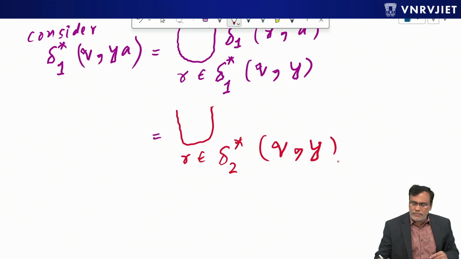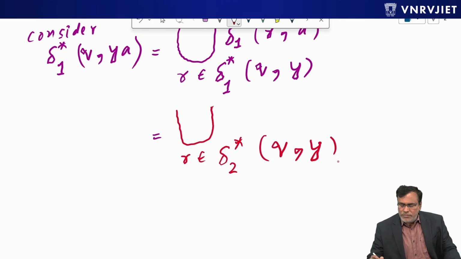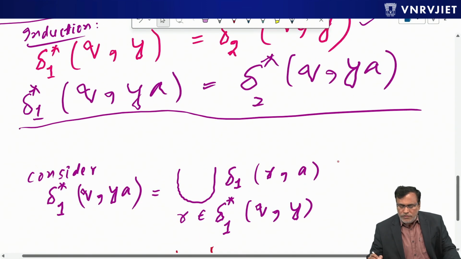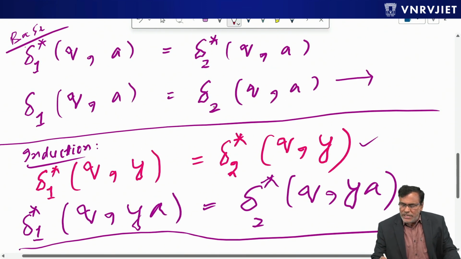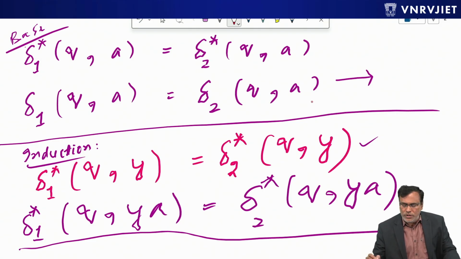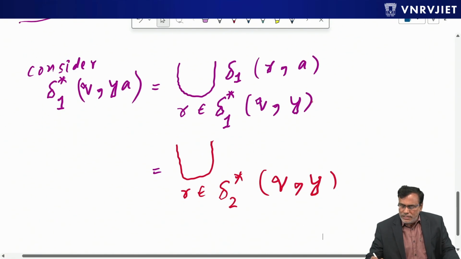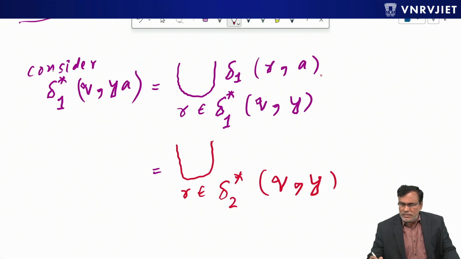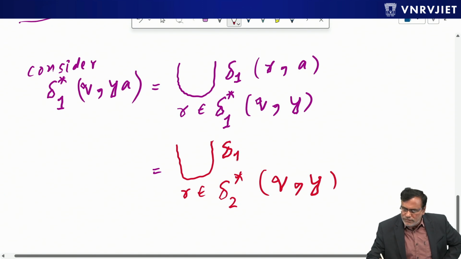And then from the base, what do you know? Delta 1 of QA is equal to delta 2 of QA. So from this one, I can rewrite this. What you have here, delta 1 of RA. There you have Q, here you have R. That is the only difference. So whenever delta 1 of QA is equal to delta 2 of QA, in the sense, delta 1 of RA is going to be equal to what?